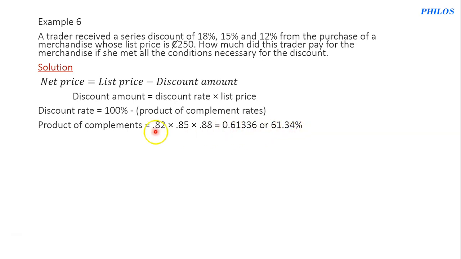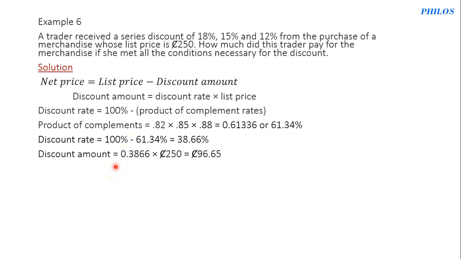So we can get the discount rate by subtracting the product of the complements in percentage from 100. Okay. And that will give us 38.66%. So this is the discount rate. After getting the discount rate, we can now find the discount amount. So discount amount is equal to the discount rate, which is 0.3866 when you convert this to decimals, times the list price of 250 cedis. So when you multiply, you get 96 cedis 65 pesewas.